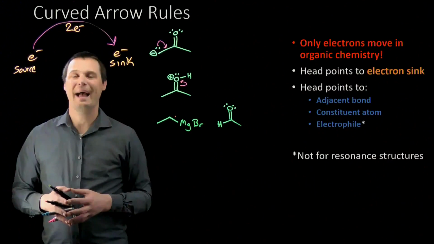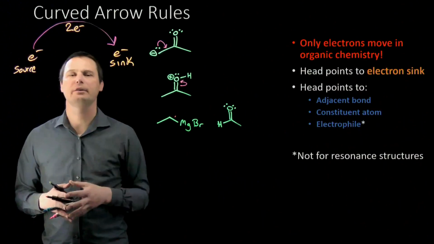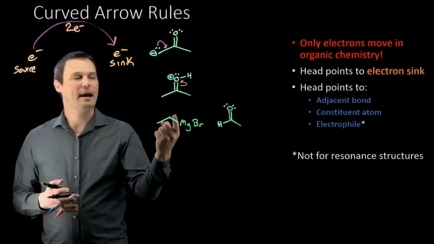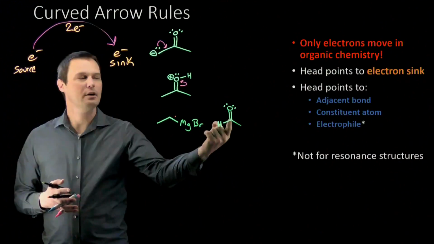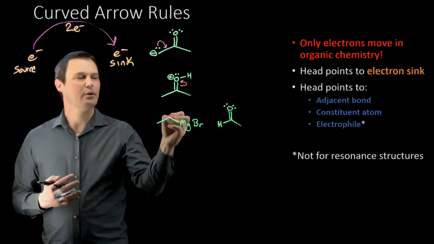Finally, we can point the arrow at an electrophile. This isn't a video about nucleophiles or electrophiles. I have a separate video that I'll link to down below. But if we start this arrow at a sigma bond, we could point it at the electrophilic carbon atom in this other molecule. To do so, we would start the arrow at the sigma bond. We would bounce this arrow through the carbon atom.